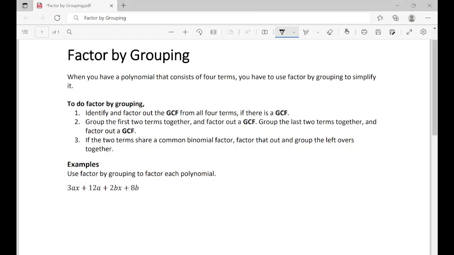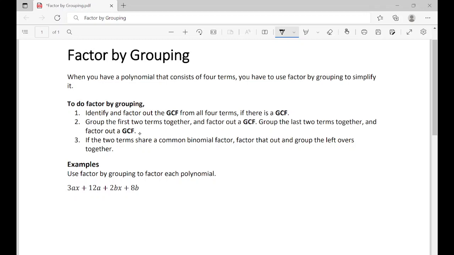When you have a polynomial that consists of 4 terms, you have to use factor by grouping to simplify it. So how does factor by grouping work? First, you want to identify and factor out the GCF from every term if possible. If there is a GCF, you want to do that. And the reason why is if you factor out a GCF, things become simpler and easier.